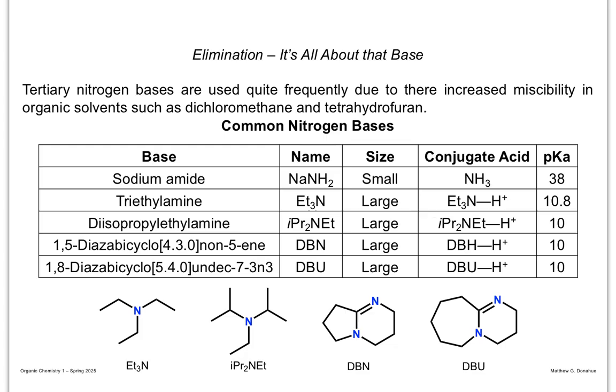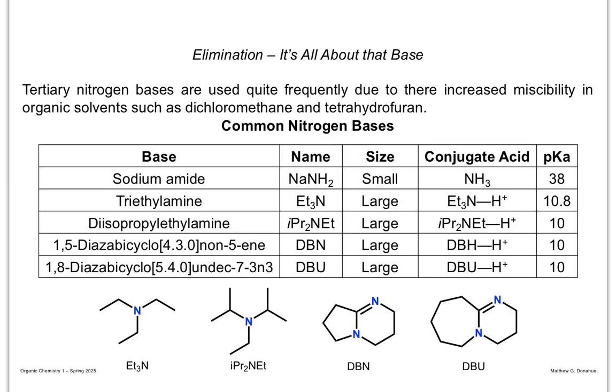So nitrogen bases, typically we're using tertiary amines. That means the nitrogen is bonded to 3 carbon atoms. The first one is a derivative of ammonia. Sodium amide is NaNH2. The size of that is small. Its conjugate acid is ammonia, and the pKa is 38.